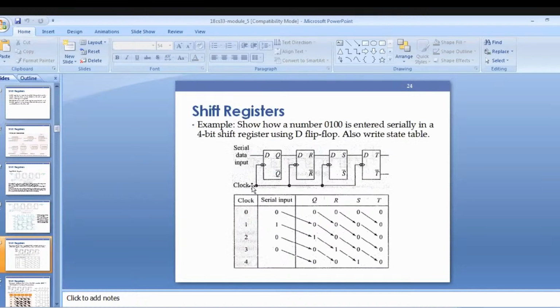In the same way, while shifting, for example, note down: show the number 0100 entered serially in a 4-bit shift register using D flip-flops. Also write the state table. They asked this in the external exam in the previous year. Note down. I will show you how to enter the data serially. 0100, what is the output you will get? Note down the first example.